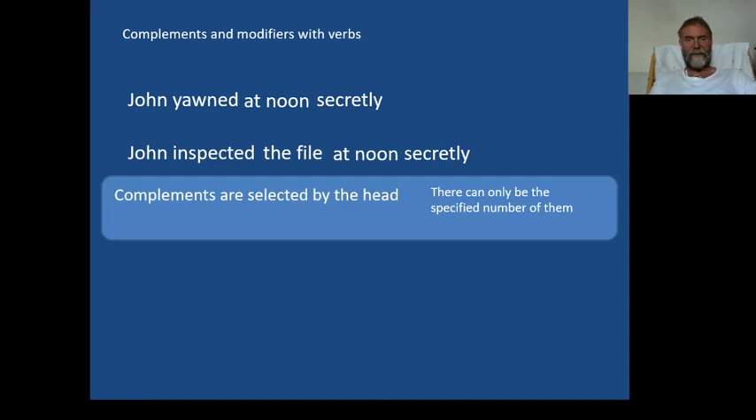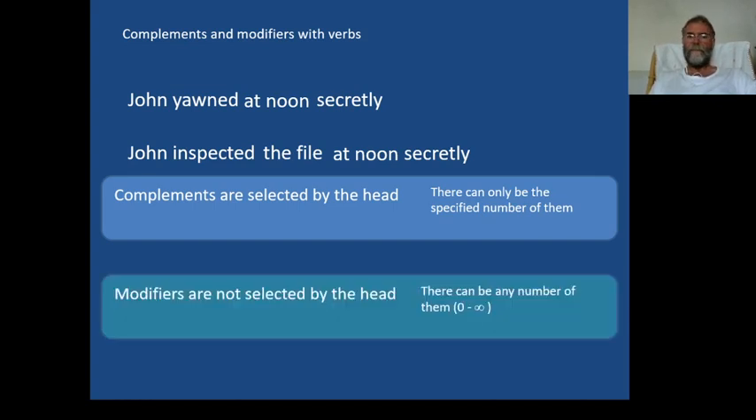Now, as we said, complements are selected by the head, so there can only be the specified number of them. If the head selects for no complements, then there will be no complements, 0 complements. If the head selects for one complement, there'll be one complement. But modifiers are not selected, therefore there can be any number of them, from 0 to, in principle, infinity. So you can have any number of modifiers as they are not selected by heads.